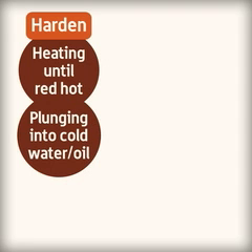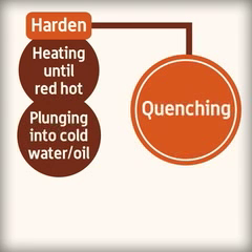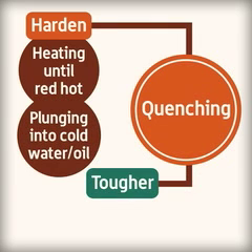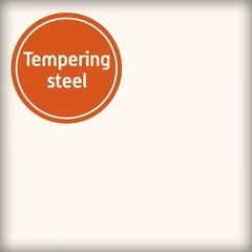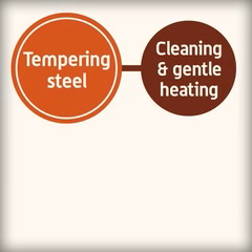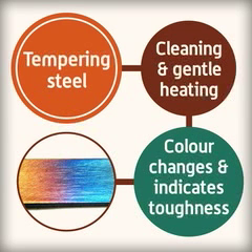You can harden the metal by heating it till it's red hot and rapidly cooling the metal by plunging it into cold water or oil, known as quenching. This makes the metal tougher and less likely to break. Tempering steel involves the cleaning of the metal and then heating it gently, and the colour slowly changes. The colour shows how tough the metal has become.